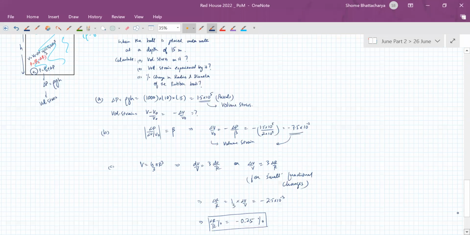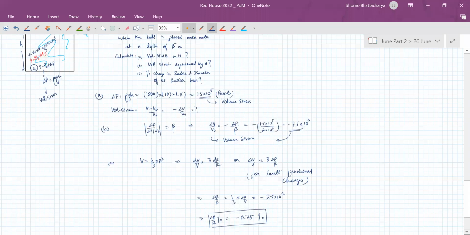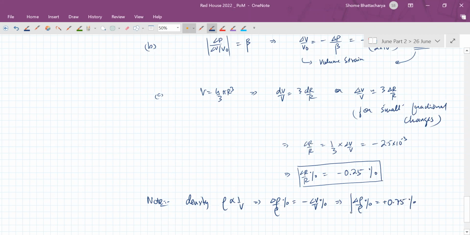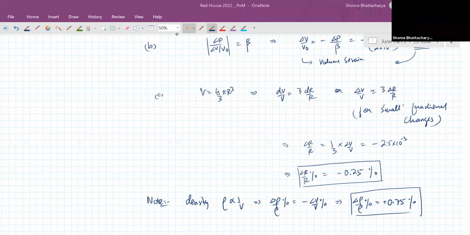Okay. So additionally, also see that, okay, so this all being examples of application of volumetric stress and strain and bulk modulus concept.